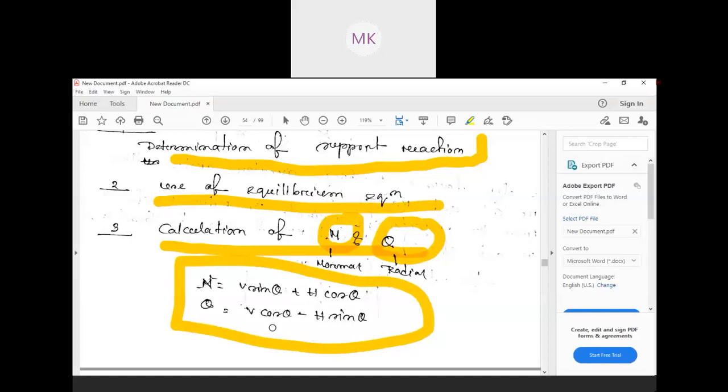This formula: N is equal to V sine theta plus H cos theta, and Q is given by V cos theta minus H sine theta. Okay, remember these two formulas. This is N and this is Q. It looks like theta but it is Q. Okay, and the above one is N. N is normal thrust and Q is radial shear.